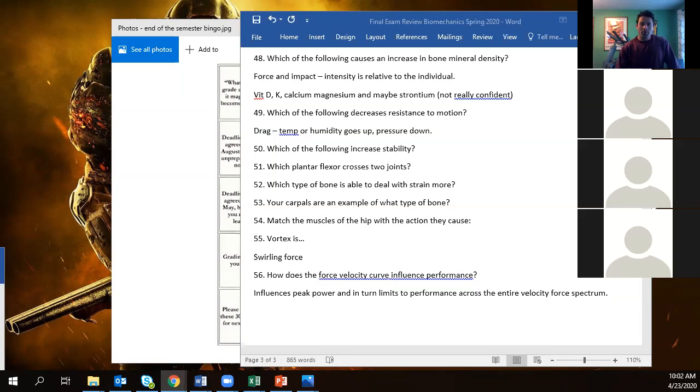So, oh, an easy one that people are going to mess up is, everybody, at what age do you quit adding to your bone mineral density?